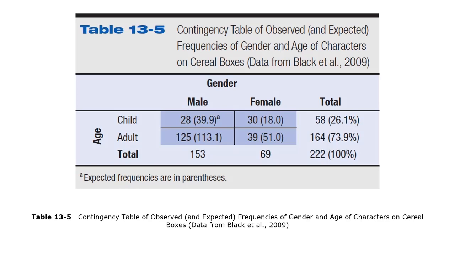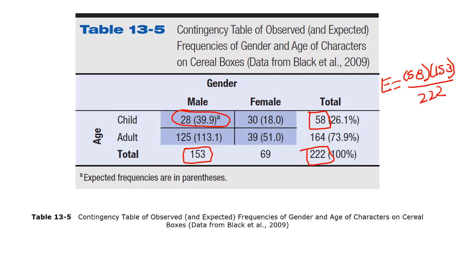Right? So if we look back at the child data here, we can see that this cell here is going to have a specific row value, 58, column value, 153, and then the totals don't change. So our expected is going to be equal to our row, 58, times our column of 153 divided by our total of 222. And if you do the math, you'll see it comes out to be about 40. However, if we go to the adult male, it changes, right? Our new row is 164, but our column stays the same. So our new equation is going to be the 164 times the 153 divided by the 222, right? So you can calculate the expected for each cell using this equation.